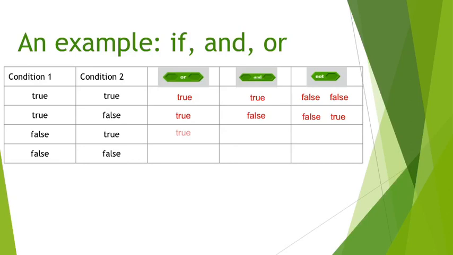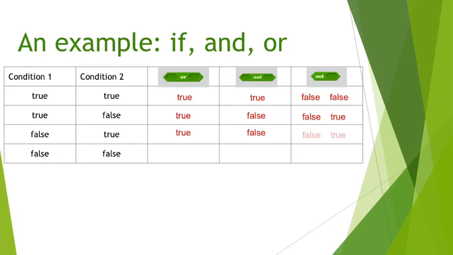Okay, next one. Evaluate a false or a true. Again, that's going to be a true. As long as one of them is true, the response is true. Let's look at the and. Condition 1 is false, and condition 2 is true. They both have to be true in order to be true, so that one is going to be false. And then finally, we're going to not both of them, so we're going to get a true and then a false. That should be reversed order. It should be true first and then false.